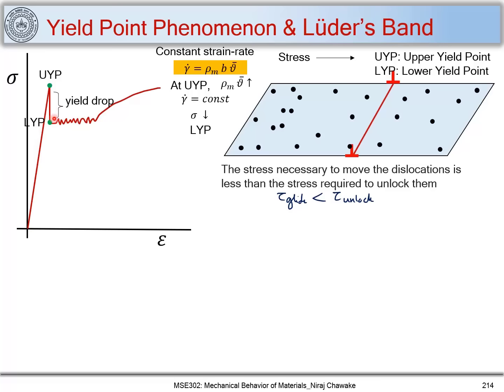Now I'll be looking at this region. This region is a plateau here, and this region is called yield point elongation. So we have a plateau, so that means, let me mark here.